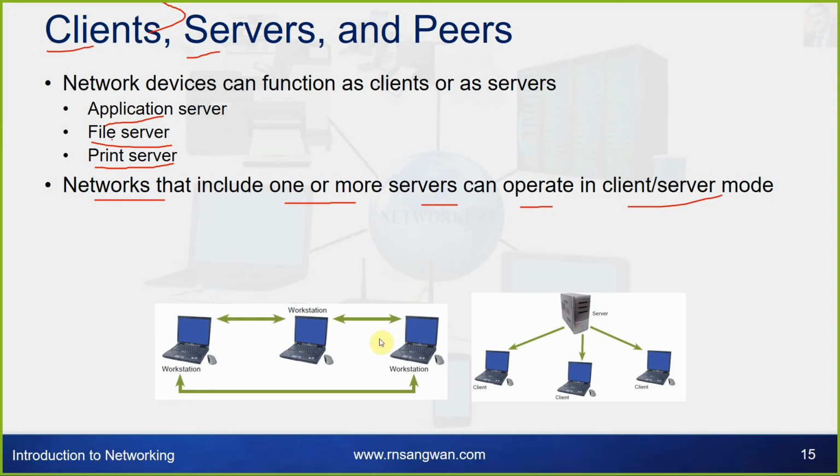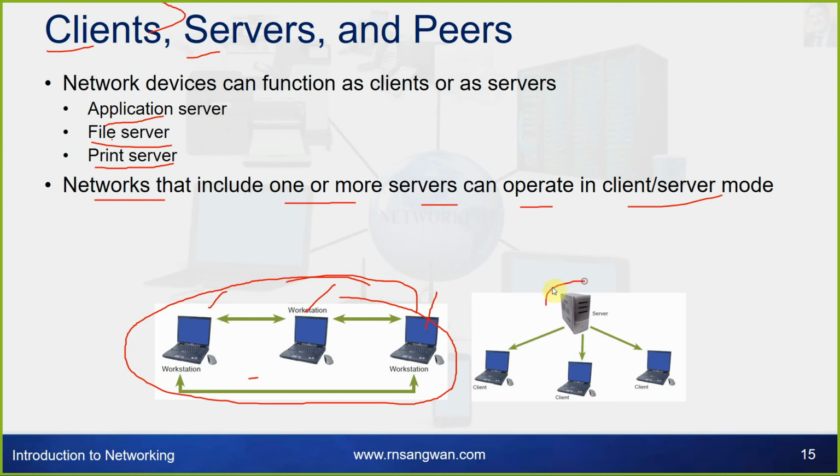But if we don't have any client model, service model, we call it a peer-to-peer connection. This example is peer-to-peer. Three laptops connected to each other. None of them is server. None of them is client. All are independent laptops. However, if we have a central server which is offering the services to clients, we call it a client-server model.